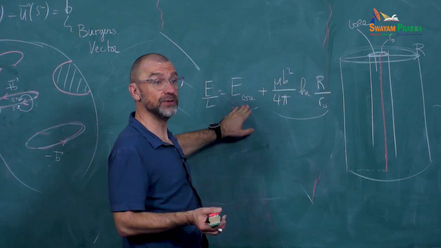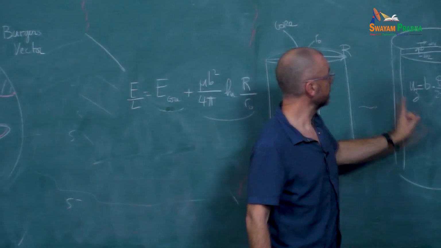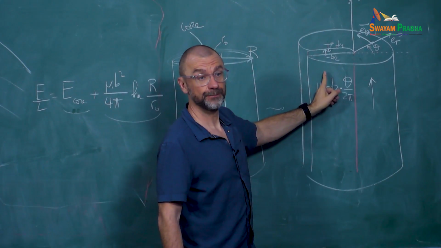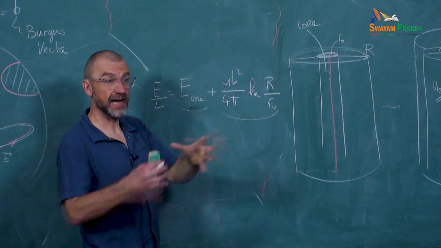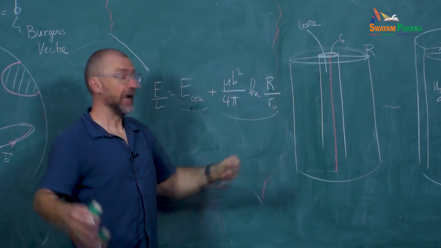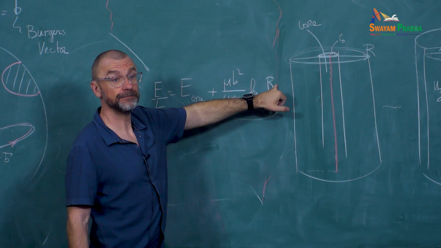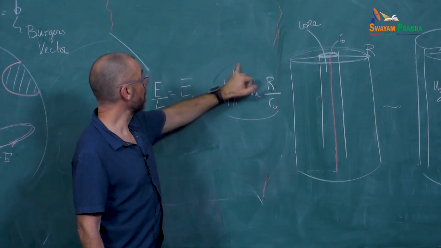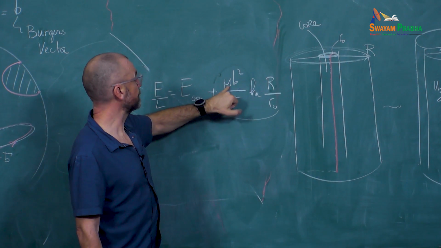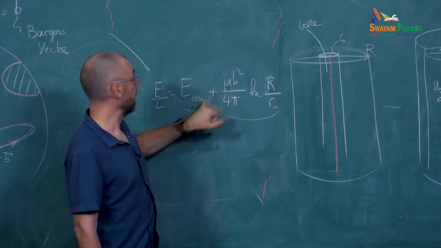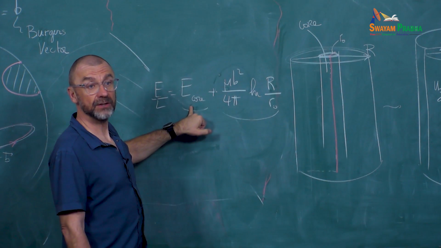To do that, what do we do? We build a screw dislocation inside a cylinder. We do calculations for different radii. And then we plot the energy as a function of the log of R. And then the slope will give us the shear modulus if we want to. And then the intersection with the vertical axis will give us the core energy.